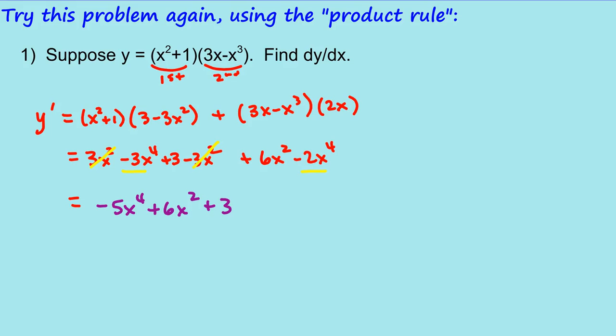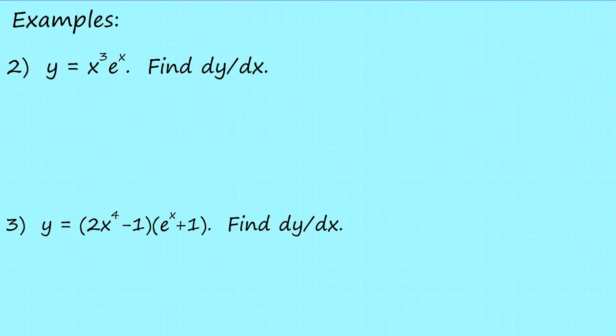Cool. Okay, so there are some problems that you won't be able to do by simplifying the function first, and you'll have to use the product rule, and the product rule will be the better choice and the more efficient choice. For example, number 2. Here's y equals x cubed times e to the x. Let's find the derivative. Notice there's nothing we could do to simplify this function even if we wanted to. So all we have is a product. X cubed is the first, e to the x is the second.